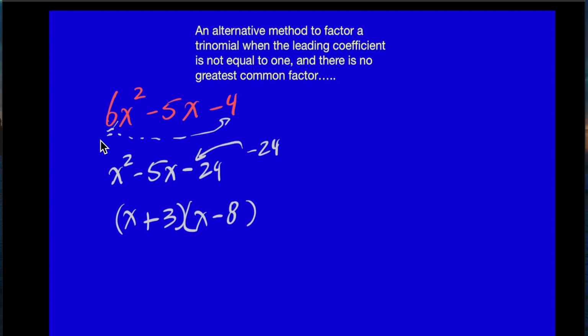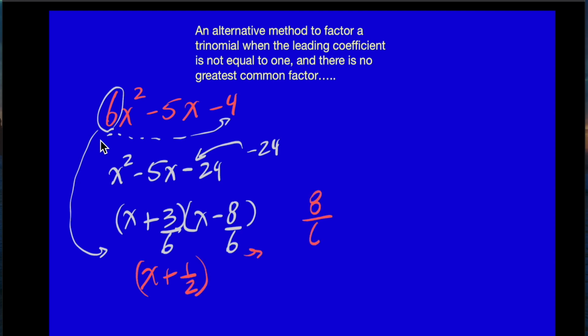Now we're going to reintroduce the 6. We're going to take this 6 and we're going to divide it as so on the second term of each of the factor. This is going to reduce to x plus 1/2. And here, breaking down 8 over 6, we're going to have 2 times 4 over 2 times 3. The 2's cancel out. So here we're going to have x minus 4 over 3.